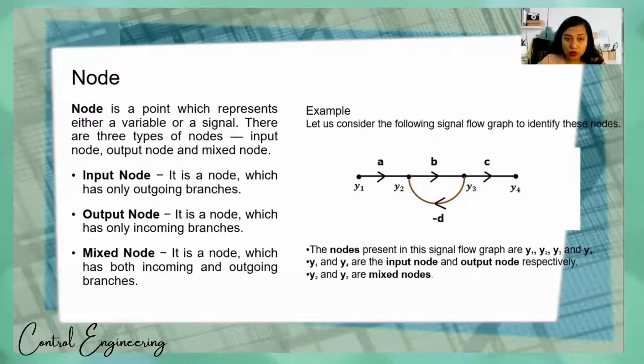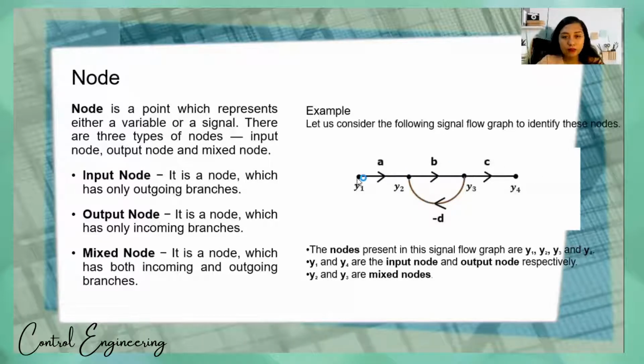Input node is a node which has only outgoing branches. Output node is a node which has only incoming branches. Mixed node is a node which has both incoming and outgoing branches. So this is the illustration. Let us consider the following signal graph to identify these nodes. As you can see, the nodes here are Y1, Y2, Y3, Y4.